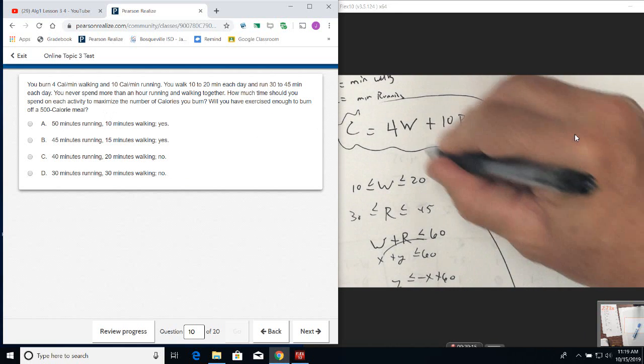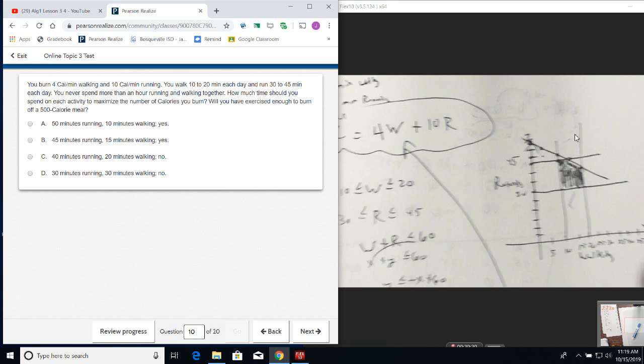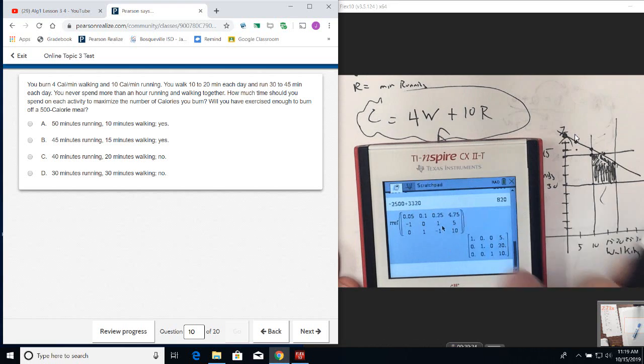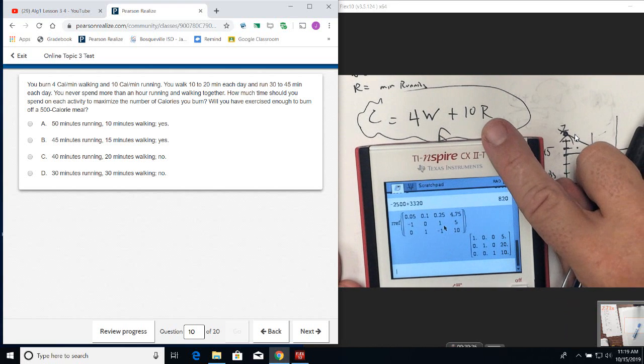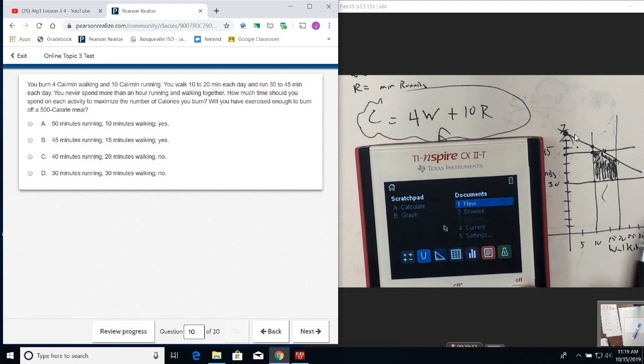So how do you know which one maximizes this? Well, you just plug it in. If I plug in the time walking and the time running and find out which one gives me the most calories burnt, I can answer this question. So let's just do that. Let's just clear out your calculator.